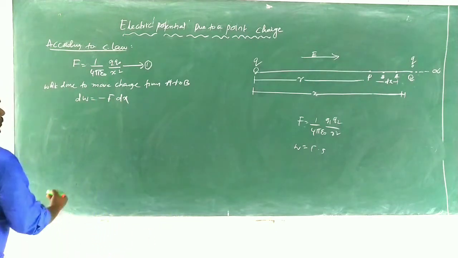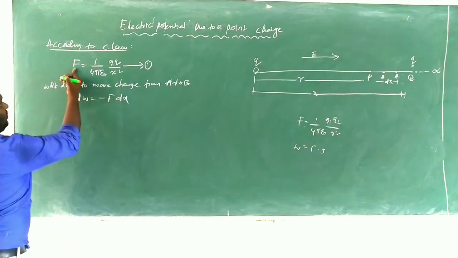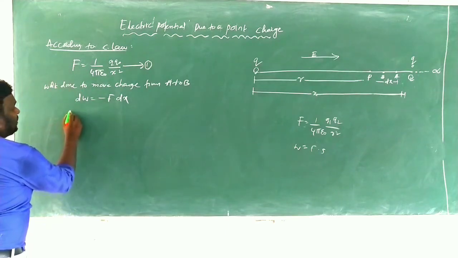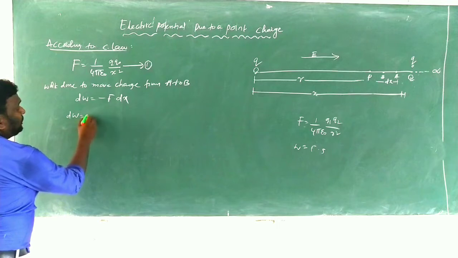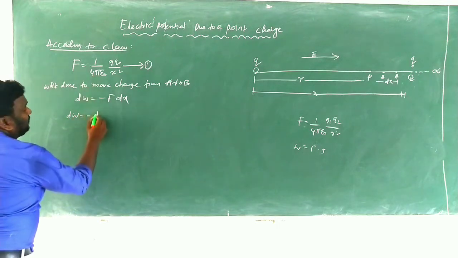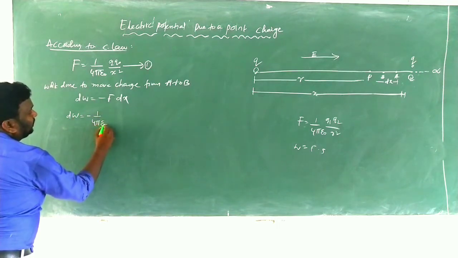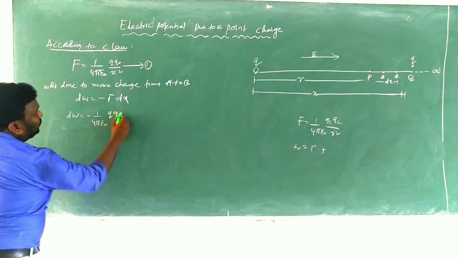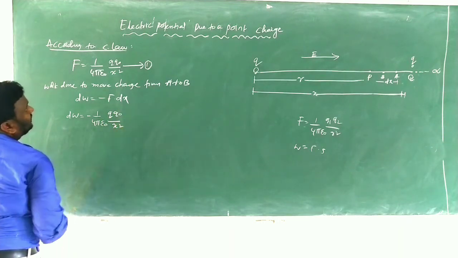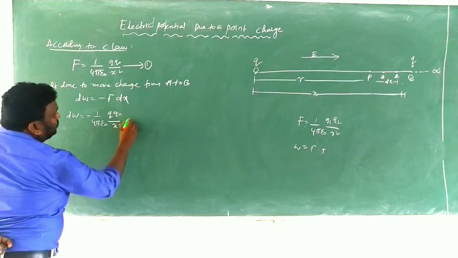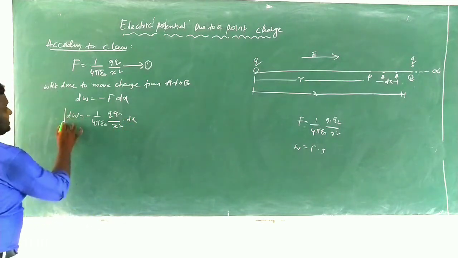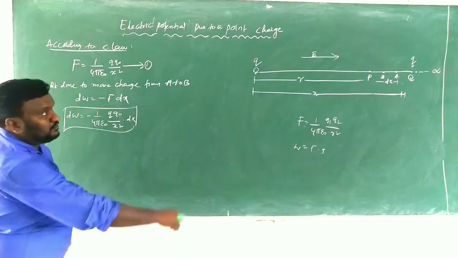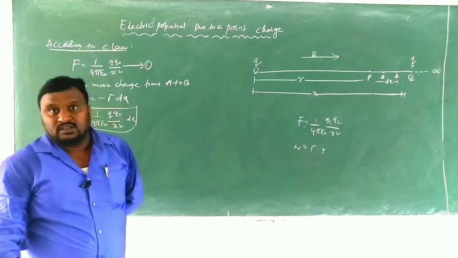Now from equation number 1 you have to substitute the F value. Then write dW is equal to minus of 1 by 4 pi epsilon naught Q naught by x square into dx. This is the amount of work done to move the charge from A to B.